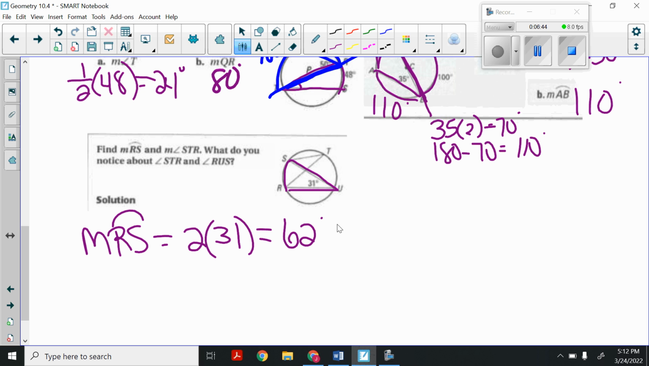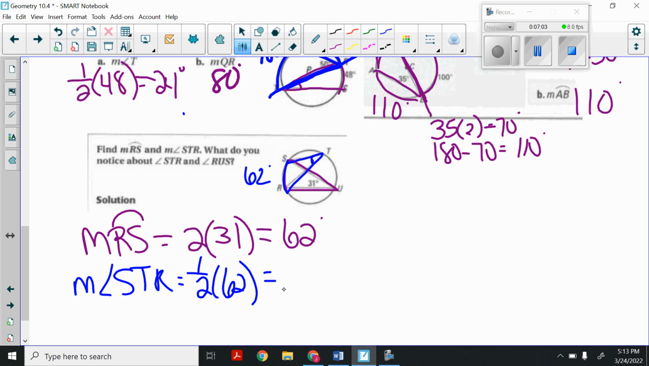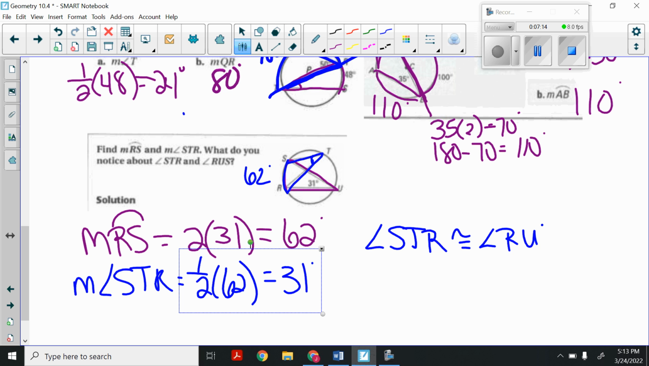So now I want the measure of angle STR. If this arc I just found out was 62 degrees, and I want this angle, I know it's half of that. So half of 62 gets me back to 31 degrees. So what do I notice about those two angles? I notice that angle STR is congruent to angle RUS. They are equal to each other.